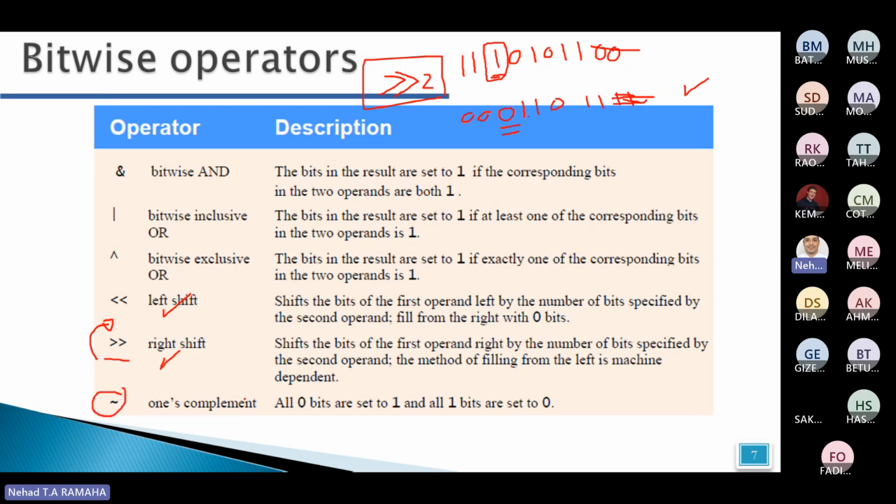Okay. This one is the complement operator, or as we know it between us, the not, yes? So if the bit is 0, it becomes 1. If the bit is 1, it becomes 0.